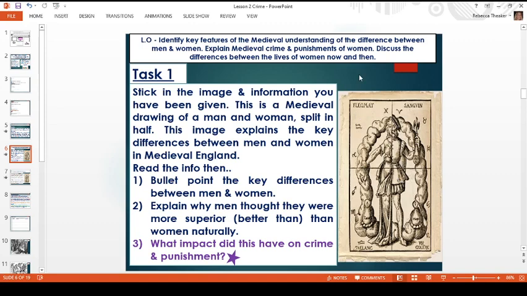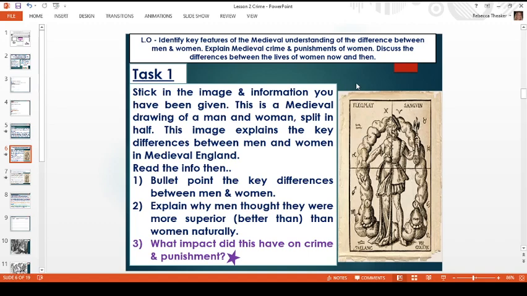What this image shows, or what it's trying to show, is the key differences between men and women in terms of what they believed in medieval England. So it's not just split in half, but it's also split in the middle as well. There are 4 different sections to this image. Each of them has bizarre little symbols that go in each quarter of the image, and all of that is going to be explained in a second when you give this information a read.